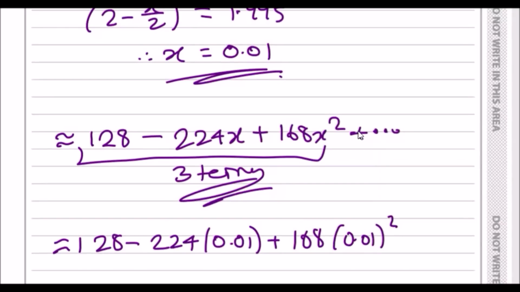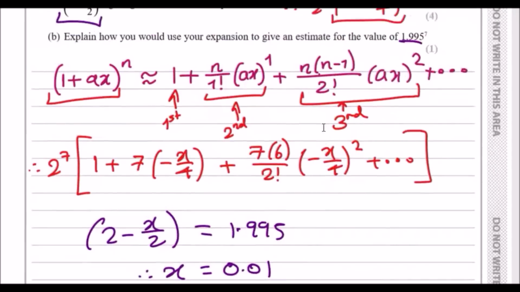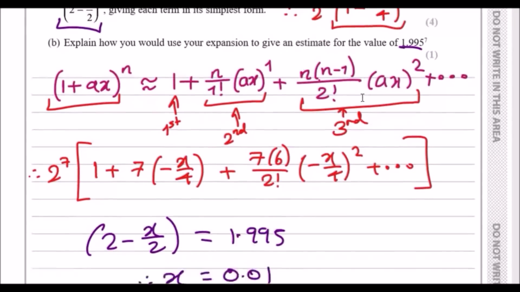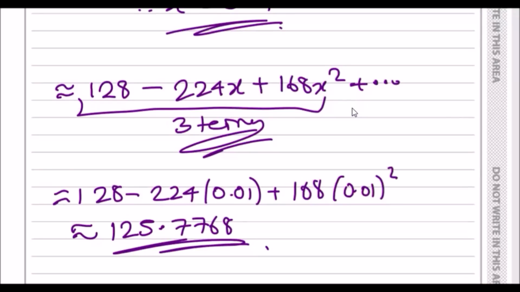Okay, have a go, you guys. And I'm going to quickly just do it right now actually. So I should get 128 minus 224 times the answer plus 168 times the answer squared. Oof. So I got, okay, that's what I got. How many decimal places? Alright, so actually the calculator is fixed. You get 4 decimal places. So I got 125.7768. That's it. All done.